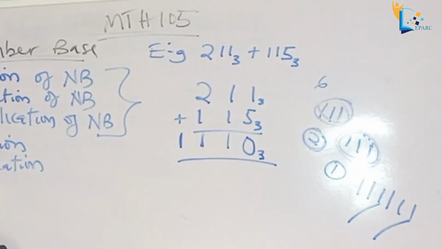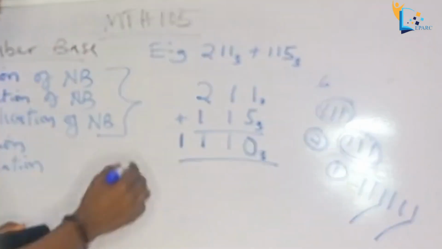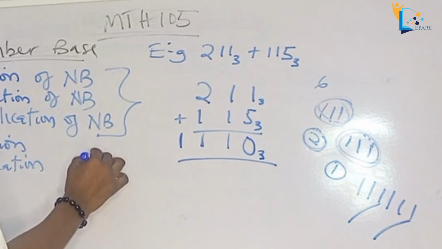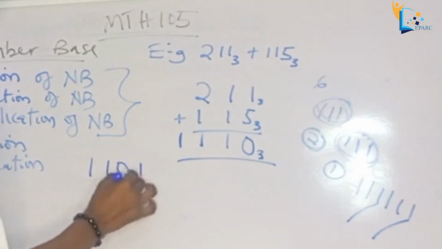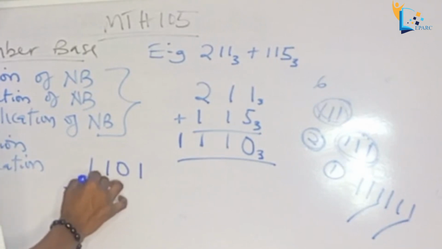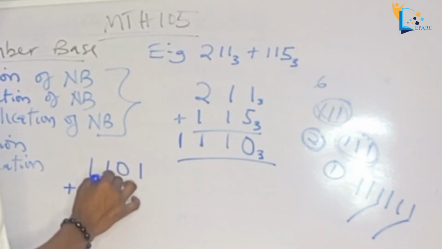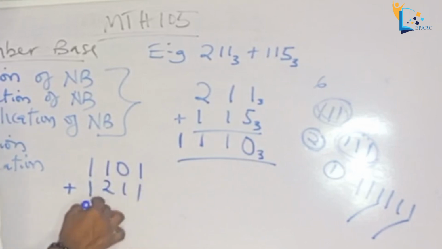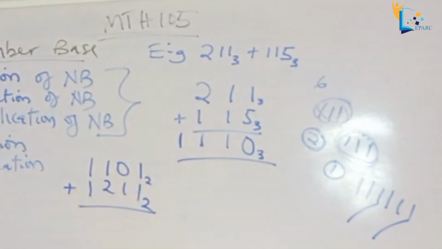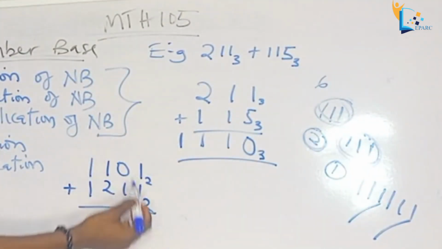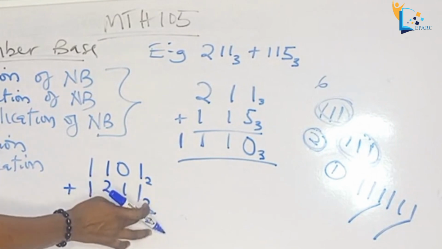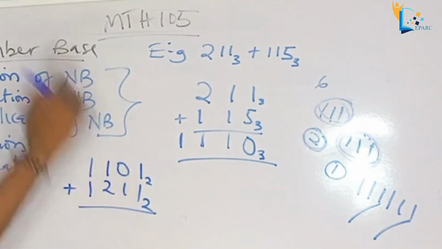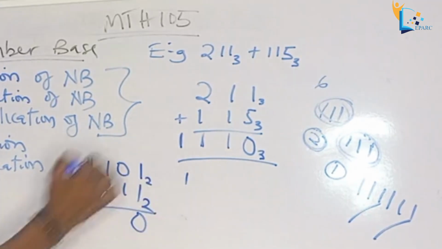Alright, let's look at another problem. We have 1101 plus 1211 base 2, under base 2. So let's solve this under base 2. Now, we'll go again. 1 plus 1, 2. How many 2s can you get in 2? That's 1, remainder 0. You put down the remainder, take the 1.